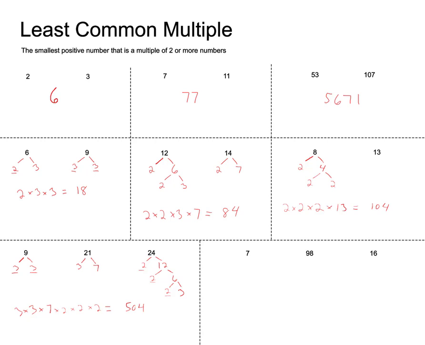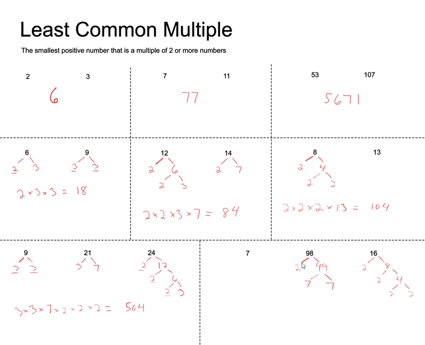For our final example, we have the numbers 7, 98, and 16. So let's find the least common multiple. 7 is already a prime number, so it cannot be factored any further. 98 can be broken down into 2 times 49, and 49 can be broken down into 7 times 7. 16 can be broken down into 2 times 8. 8 can be broken down into 2 times 4, and 4 can be broken down into 2 times 2.